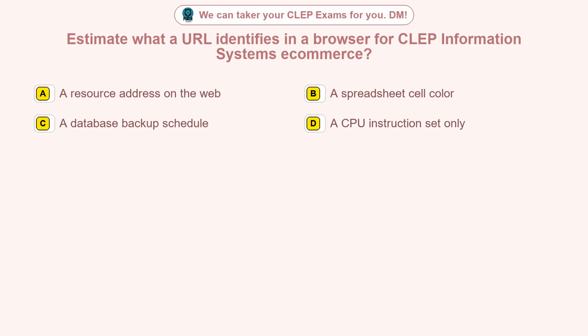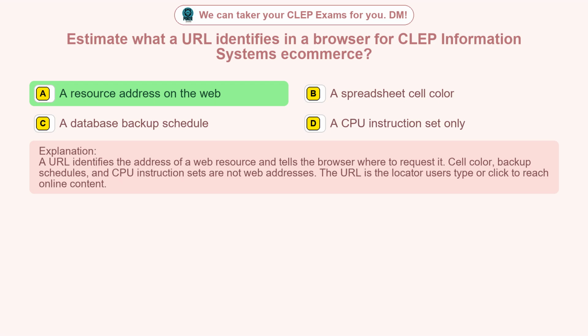Question 32. Estimate what a URL identifies in a browser for CLEP Information Systems Ecommerce. Option A. A resource address on the web. Option B. A spreadsheet cell color. Option C. A database backup schedule. Option D. A CPU instruction set only. The correct answer is option A. A resource address on the web.